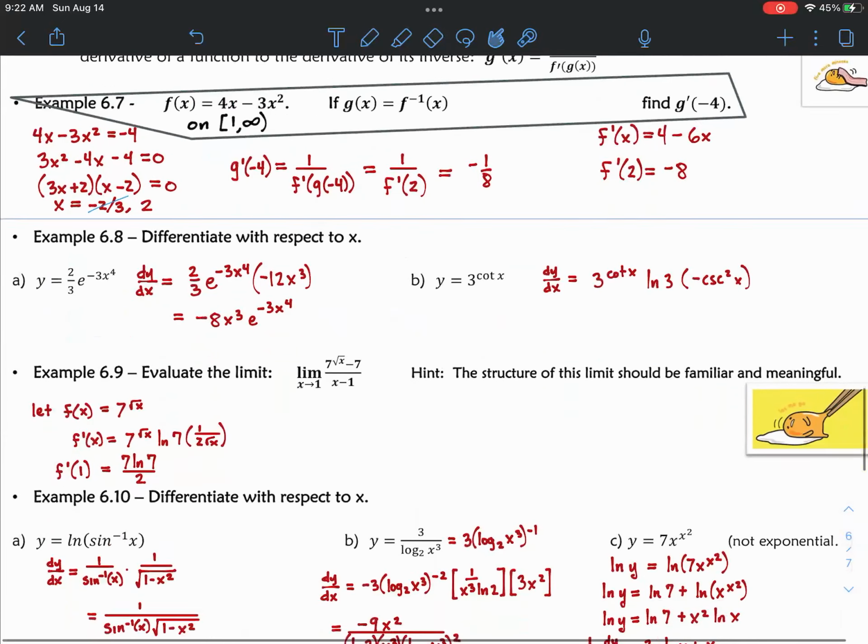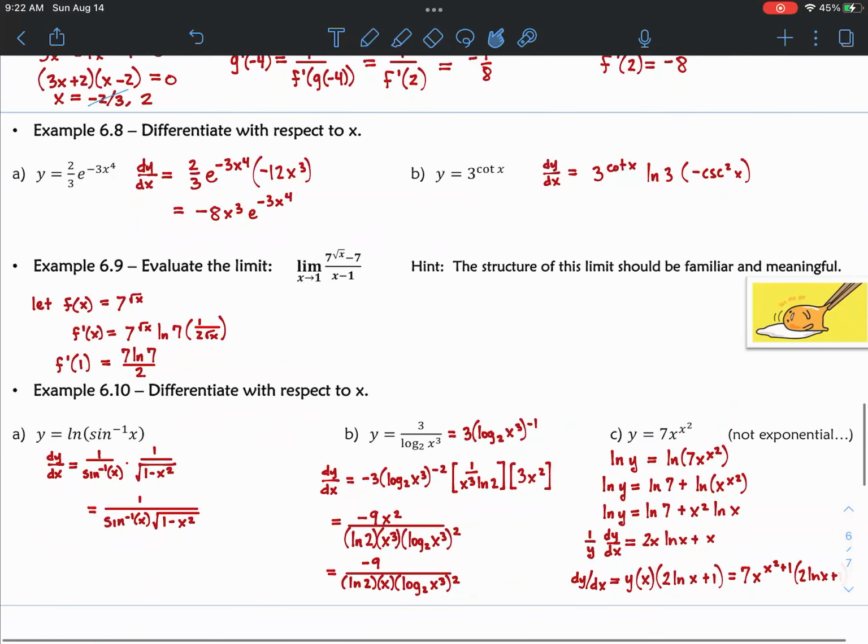All right, moving right along. The next section is going to have you practicing derivatives involving exponential expressions. Here we see a variable x living in an exponent.